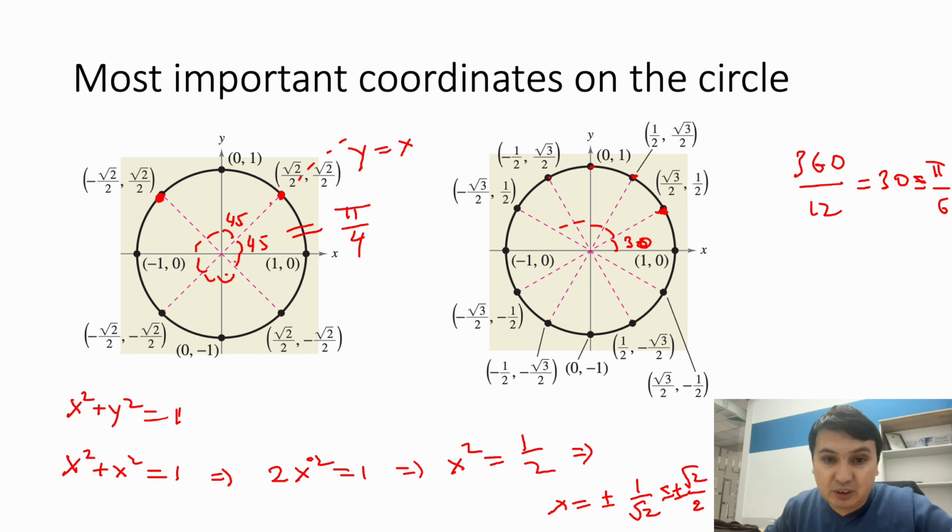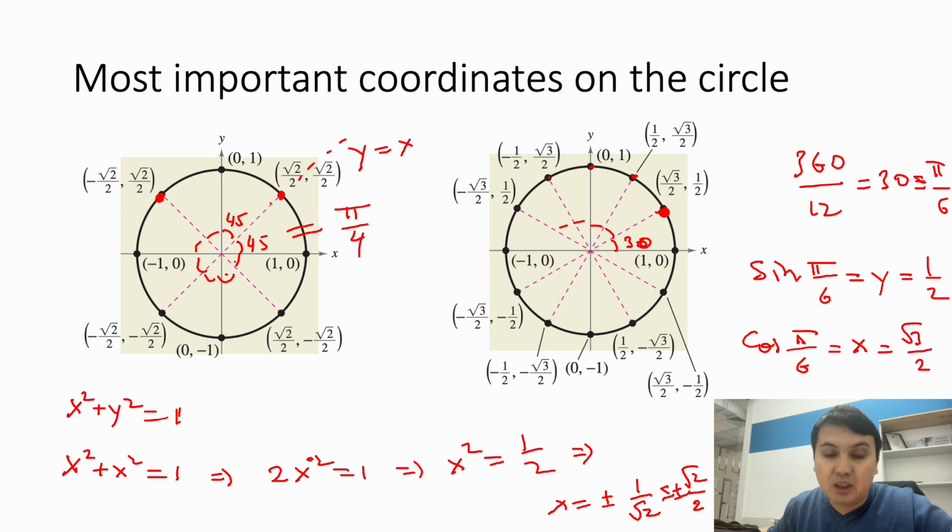So for example, what is sine of pi over 6? Again, this is the y coordinate, right? It's the y coordinate of this, which is 1 over 2. For example, what is cosine of pi over 6, right? It's the x coordinate of this angle. So this is square root of 3 divided by 2, and so on, so forth. Okay? So basically, once you know these values, life becomes easy. So let's do an example.